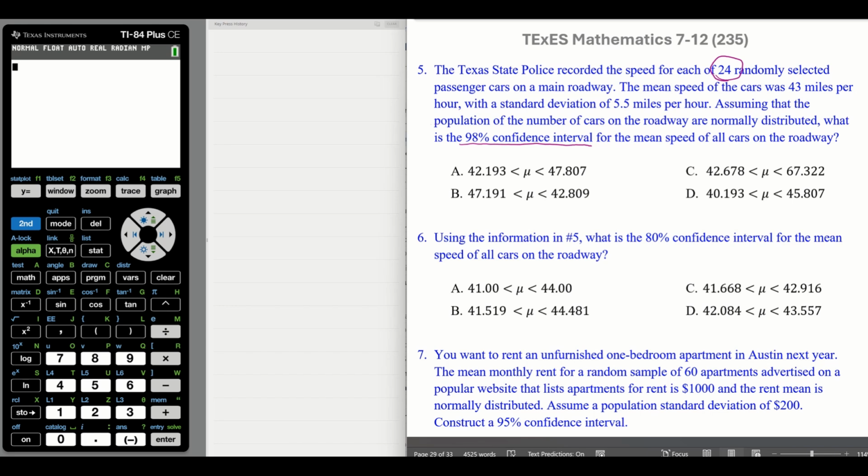24 implies that this could be a T interval. Okay, we have a standard deviation. It does not say sample. Okay, that is a population deviation. Here's our mean of 43. And we have our confidence level.